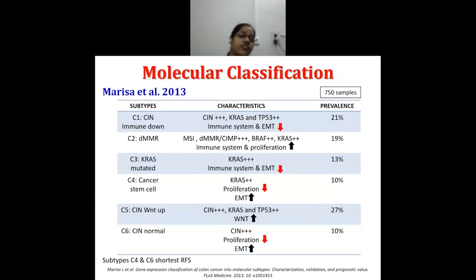The third classification by Marisa et al. in 2013 was basically based on driver mutations like KRAS, BRAF, P53, presence of CIN, presence of CIMP. Now, these were divided into 6 groups. Among them, subtypes C1, C5, and C6 all had chromosomal instability, while C2 had defective MMR and C3 had KRAS upregulation. And C4 and C6 were found to be associated with shortest relapse-free survival.